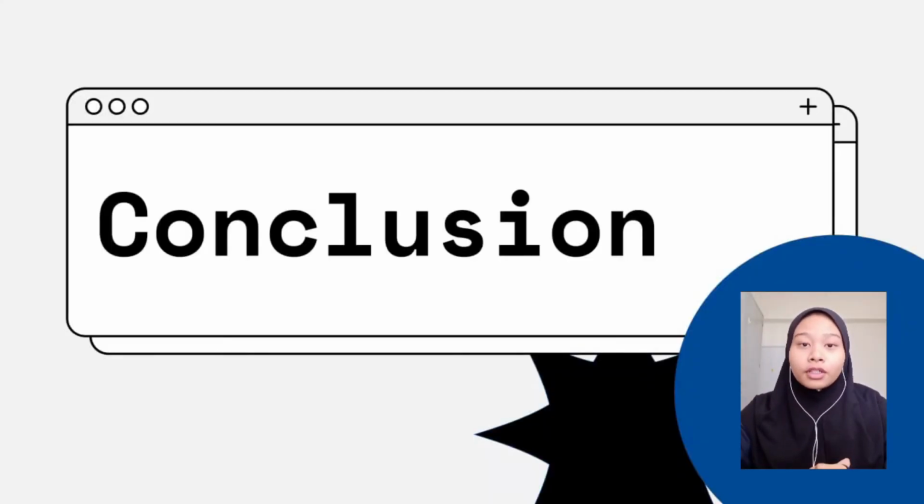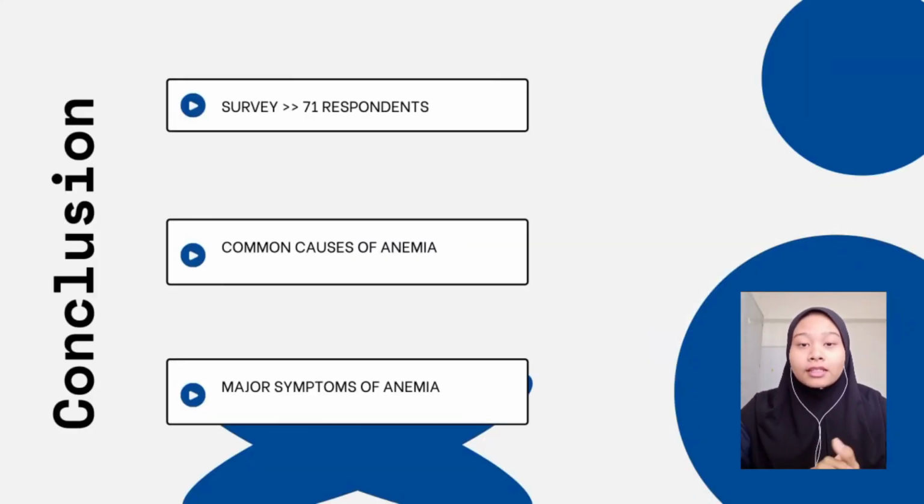Conclusion. Based on the summary of results, we collected 71 responses by using Google Forms as our survey platform. We analyzed the data from the questionnaires on the survey of anemia with all of these responses. The most common cause of anemia is a low level of iron in the body. This is called iron deficiency anemia, with a lack of important vitamins and minerals in the diet. The major symptoms of anemia are fatigue, shortness of breath, and dizziness, also weakness.